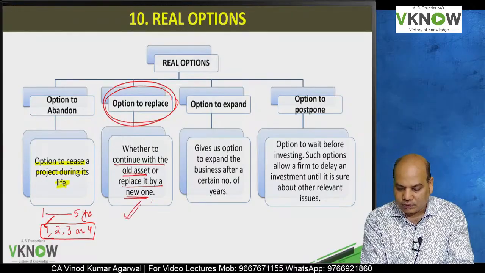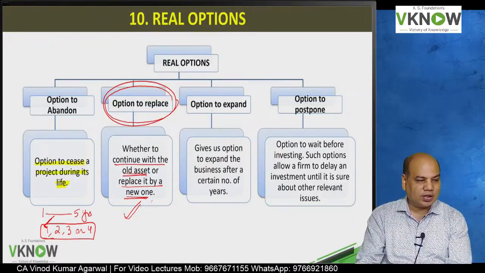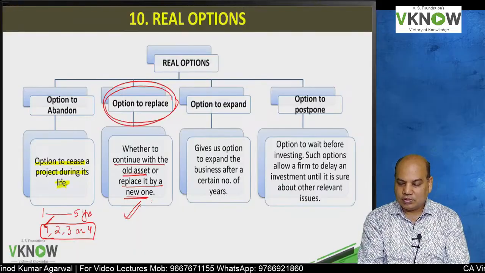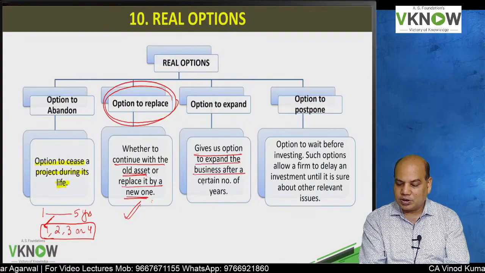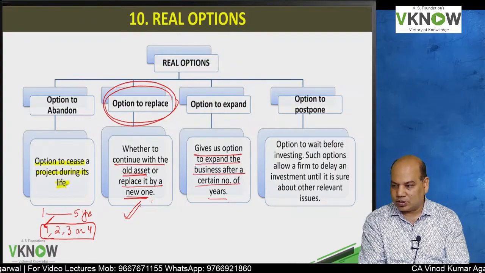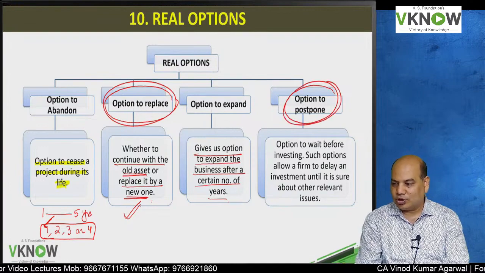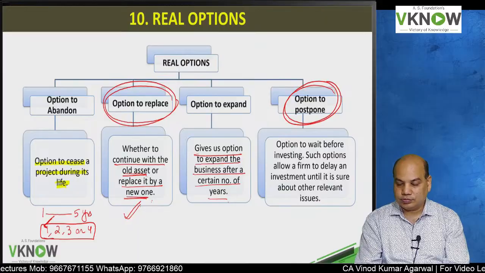This is very easy, already taught in the basic capital budgeting classes. Third is option to expand. That is, this option helps us to expand the business after a certain number of years. And an important one, on which we have a lot of questions also, option to postpone.